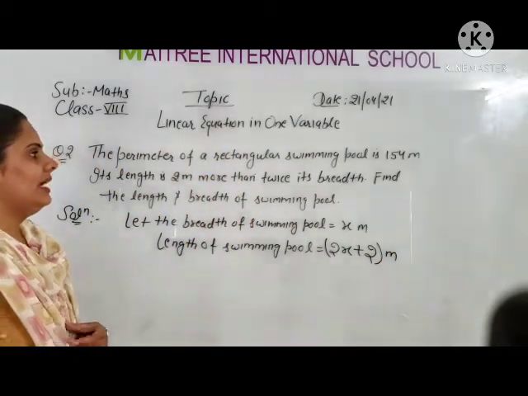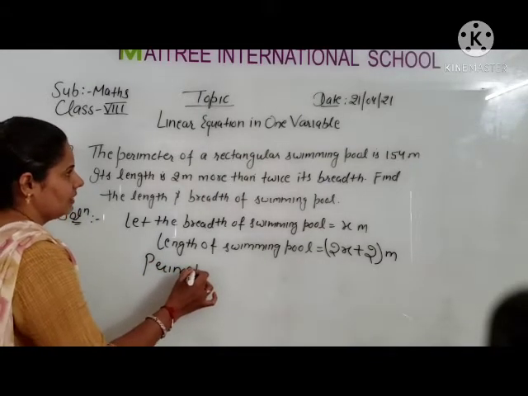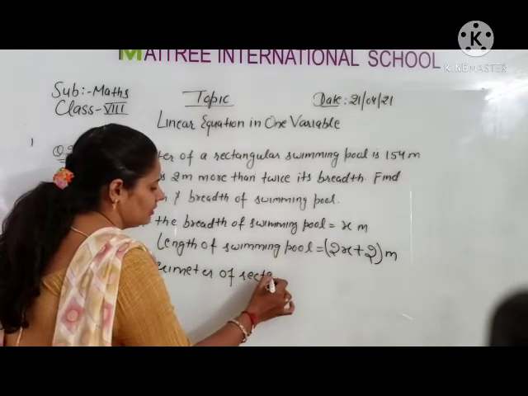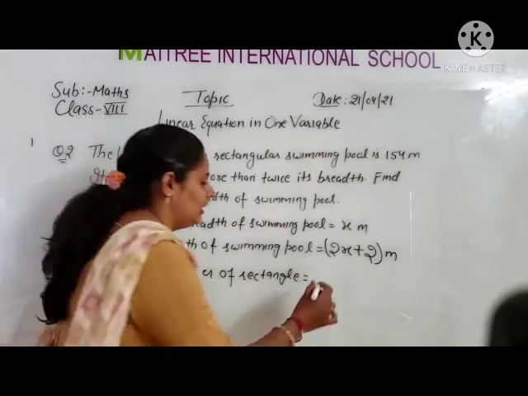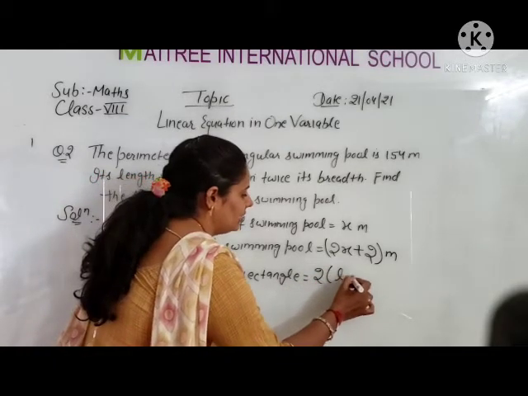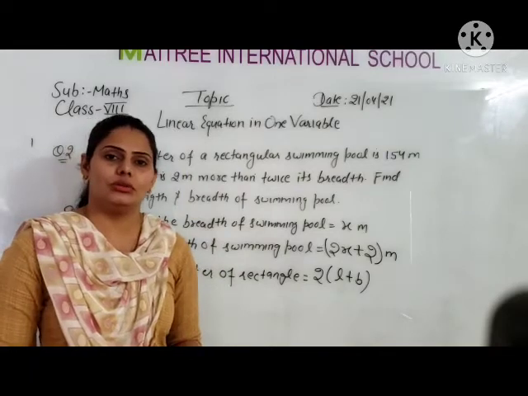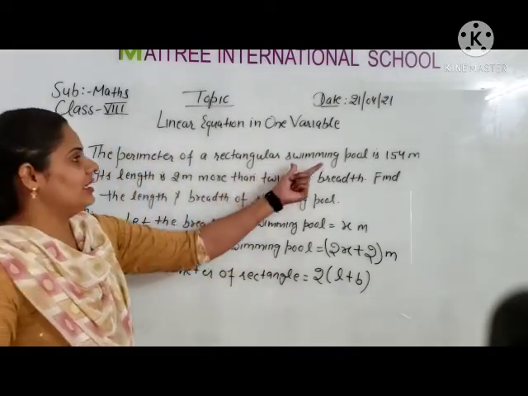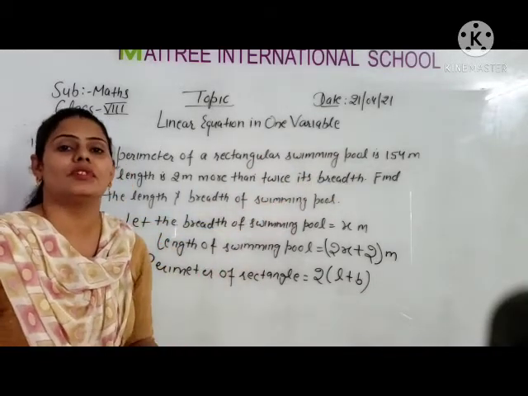Now what is the perimeter? The perimeter of a rectangle, all of you know, is 2 into length plus breadth. Now it is already given in the question what the perimeter of the rectangle is. So it is 154 meter.